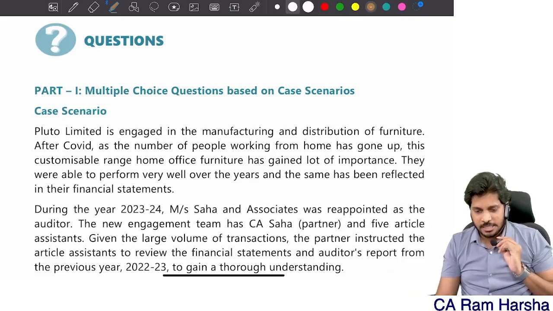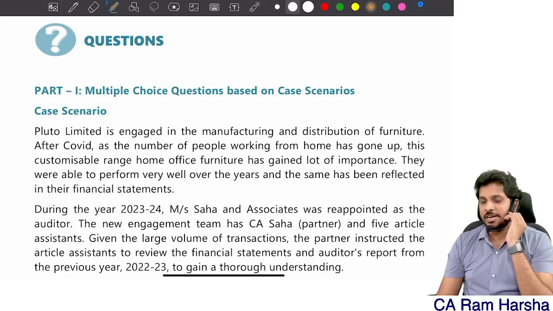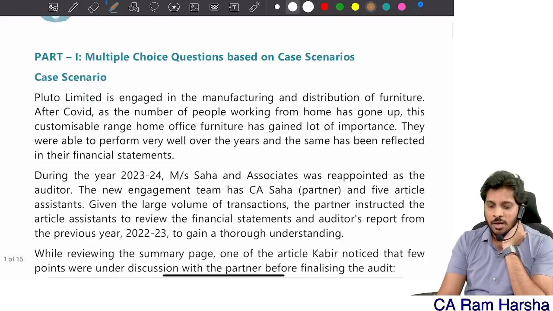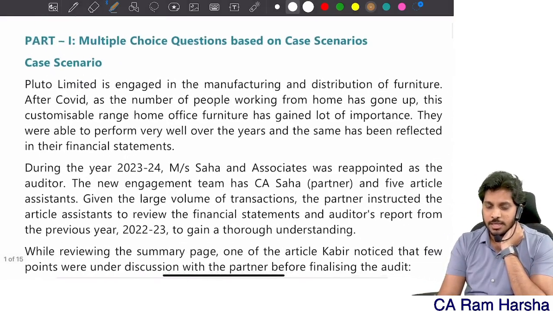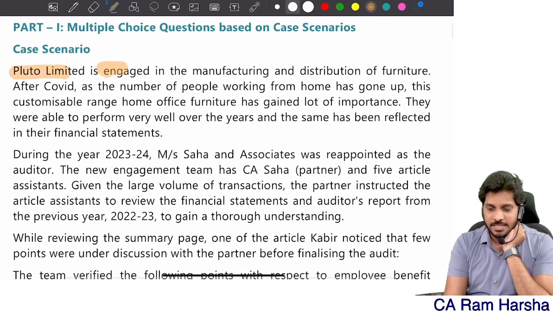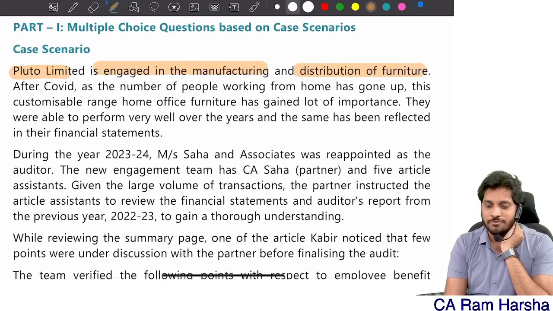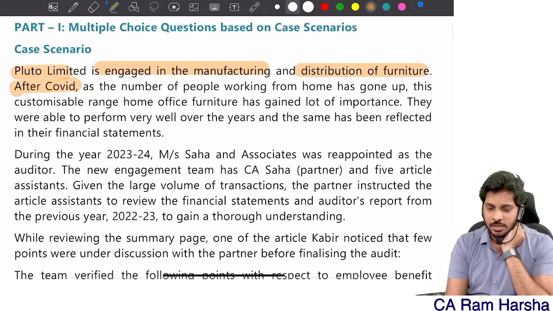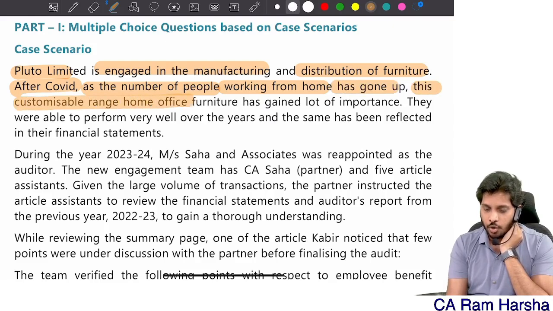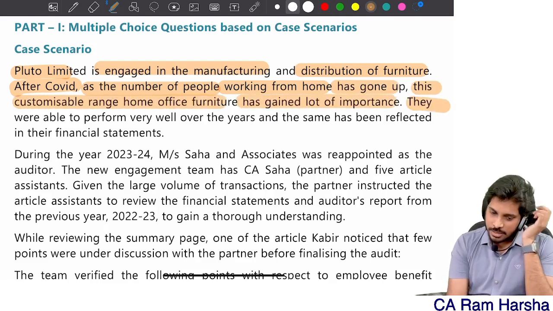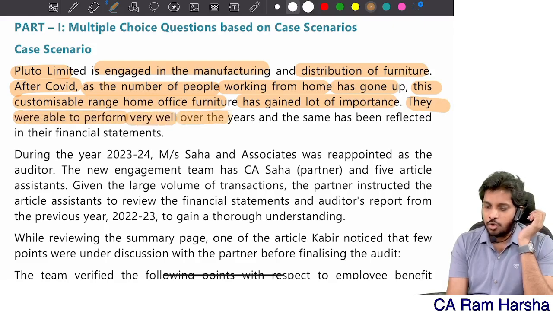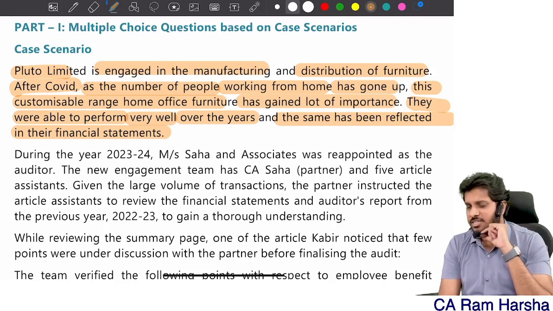So let's begin this RTP for Paper 5, September 24 exams. The case scenario: Pluto Limited is engaged in manufacturing and distribution of furniture. After COVID, as the number of people working from home has gone up, this customizable range of home office furniture has gained a lot of importance. They were able to perform very well over the years, and the same has been reflected in their financial statements. A furniture manufacturing company.